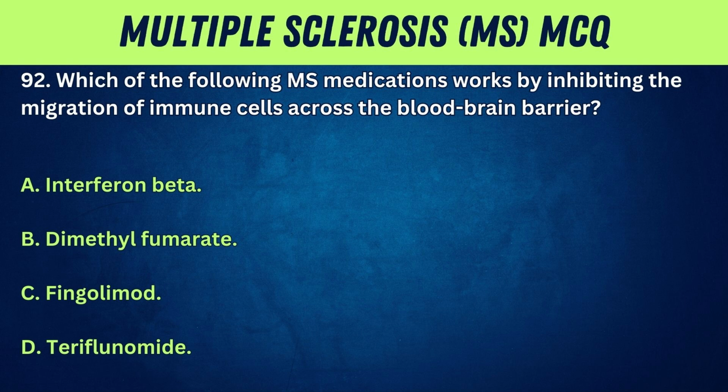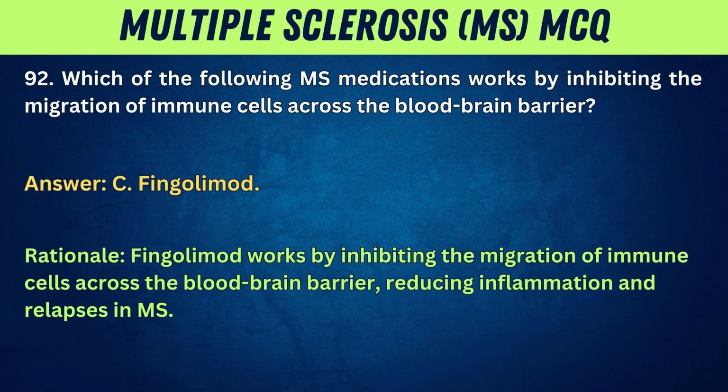A. Interferon beta. B. Dimethyl fumarate. C. Fingolimod. D. Teriflunomide. Answer. C. Fingolimod. Rationale. Fingolimod works by inhibiting the migration of immune cells across the blood-brain barrier, reducing inflammation and relapses in MS.